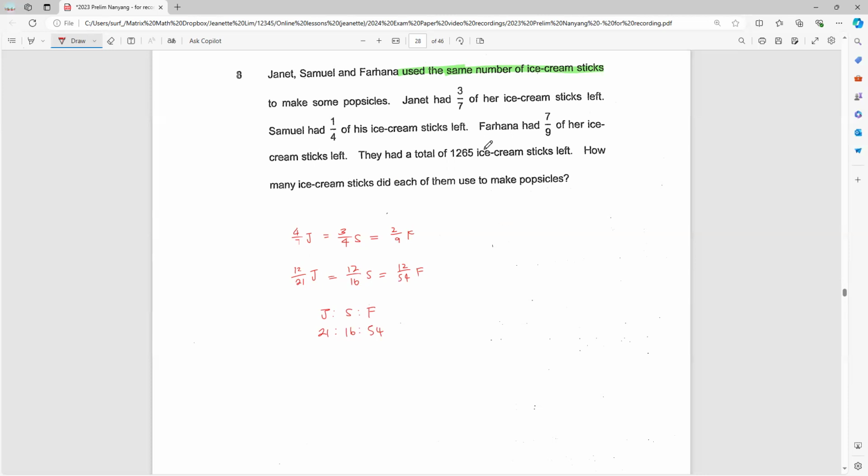Question said that they had 1265 left. Now, 1265 is not the total of these units, but the amount left. Okay, back to the step above. What is 12? You know, when we said that all these fractions, they are equivalent, right? We are talking about the amount used. Okay, so all these are used. So the amount left for each of them, for John, no, Janet, 21 units minus 12. For Samuel, 16 units minus 12. So for each of them, I will minus 12 to find what they are left with, like how many units are left.